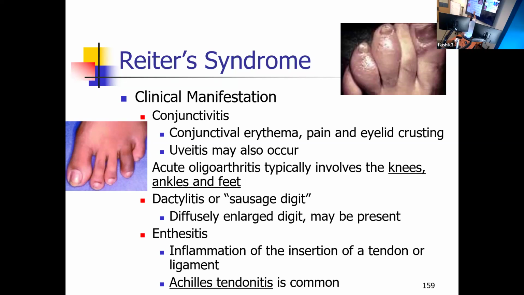Okay. When it comes to other problems, ankles, feet, and knees are where the problem is. These are patients complaining of some joint pain. That's not enough. What really stands out is this: you're going to start seeing something called sausage digits. You'll ask the patient to take off their shoes, and on their feet you'll see these sausage digits. You'll see certain phalanges starting to diffusely enlarge.